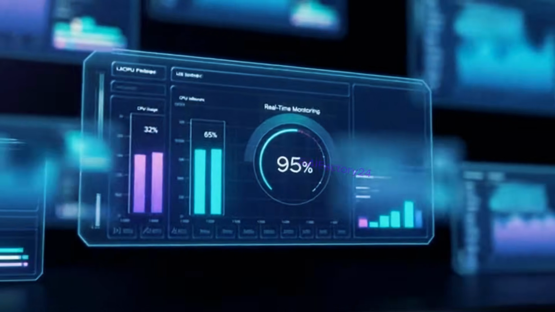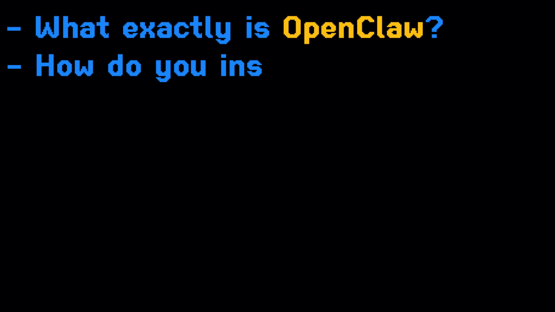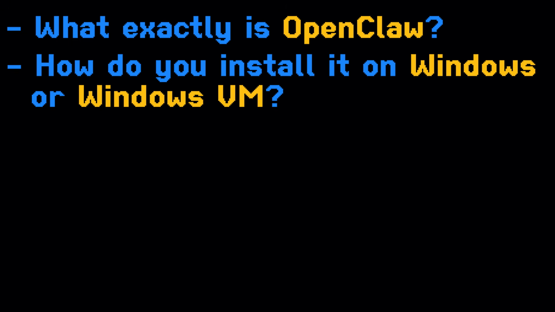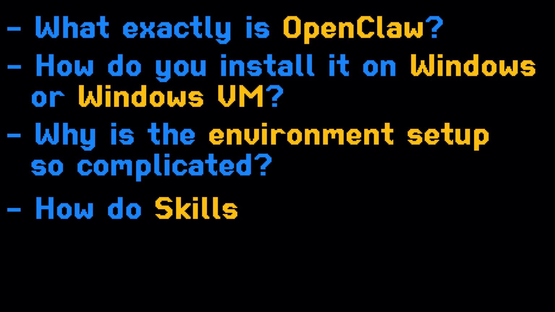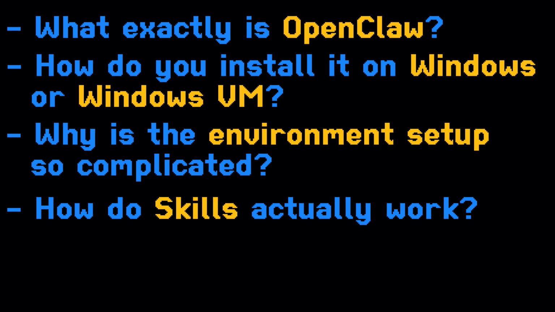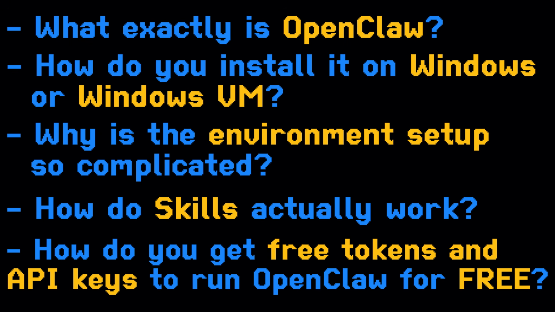But when people try to get started, they usually run into these problems. What exactly is OpenClaw? How do you install it on Windows or Windows VM? Why is the environment setup so complicated? How do skills actually work? And most importantly, how do you get free tokens and API keys to run OpenClaw for free?